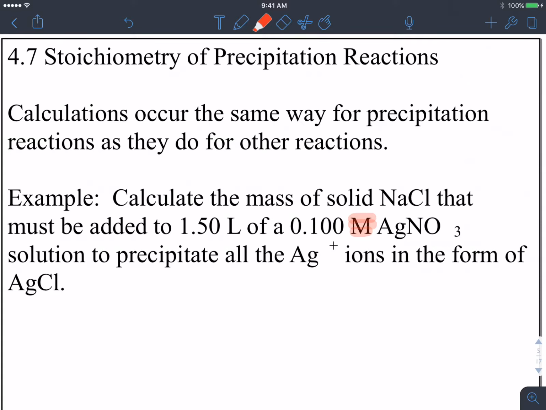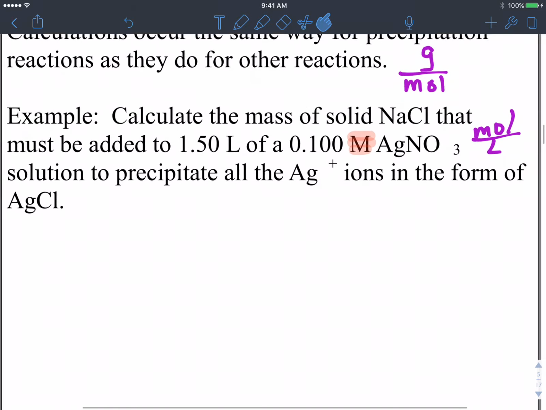When we did all of our other stoichiometry calculations before, we used molar mass, grams per mole. But now we have a new kid on the block. We are going to use moles per liter as our conversion factor. But that's the only thing that's different. We also need to go through the mole to mole ratio in order to come up with the answer. So let me just walk you through a couple of examples.